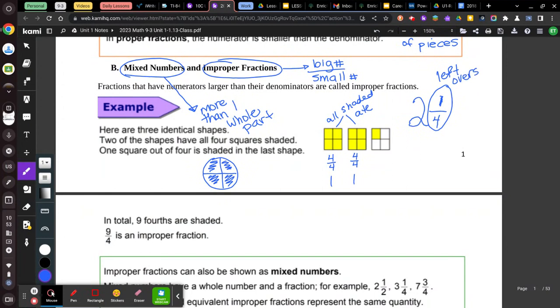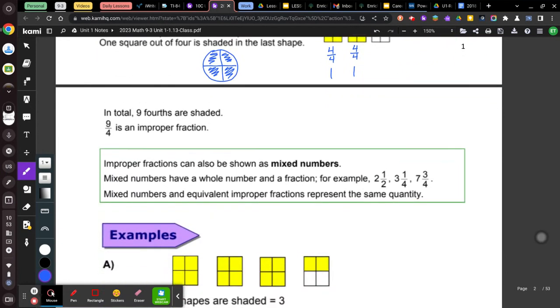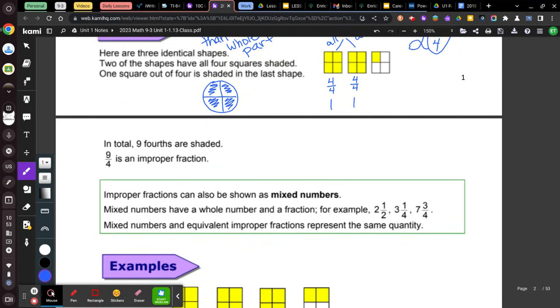Okay, so the fraction part of your mixed number is the leftovers part. All right, so let's look at the top of the next page where it says, in total, 9/4 are shaded. So 9 parts out of 4 are shaded. This is talking about that example. So they're saying 9 squares out of how many possible? 12 are shaded. So 9 out of 4 are shaded.